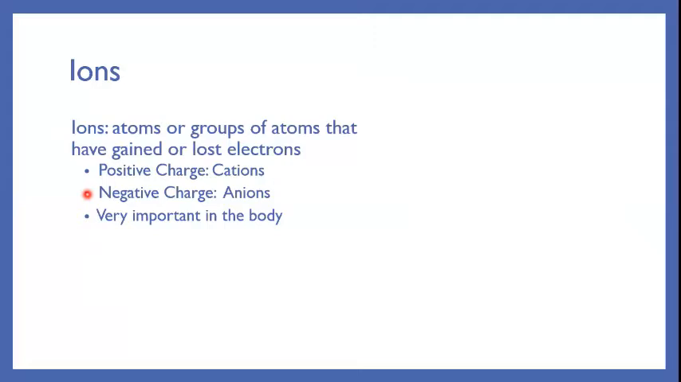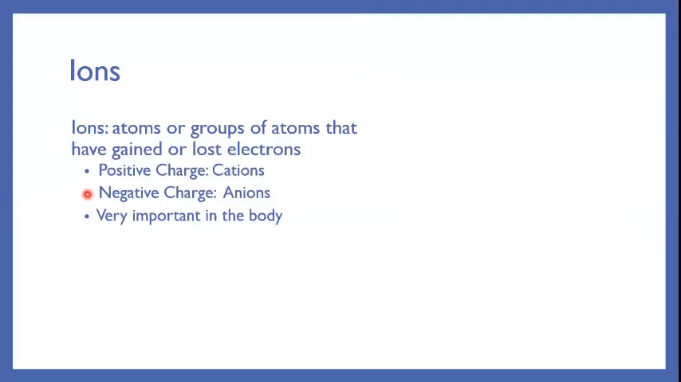A negatively charged atom is called an anion. These can occur whenever an atom gains electrons. Electrons have that negative charge, so once we have, say, 8 protons and 9 electrons, we're going to have an overall negative charge in our atom.